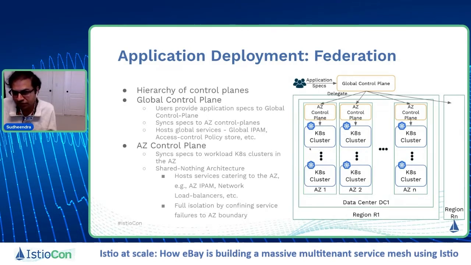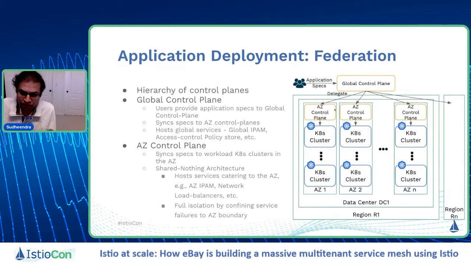And as I was mentioning a little while ago, we use this shared nothing model, where even the AZ control plane is responsible for orchestrating things within the AZ. So if there are component failures in the AZ control plane, that affects only that particular availability zone, and it doesn't impact the other availability zones.